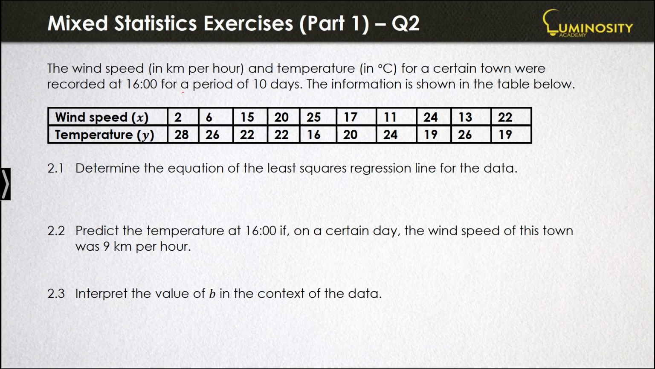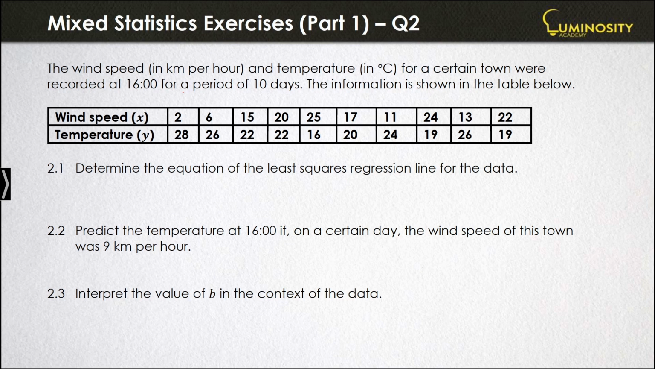The wind speed in kilometers per hour and the temperature in degrees Celsius for a certain town were recorded at 1600, 4 p.m., for a period of 10 days. The information is shown in the table below. So you have your x variable being the wind speed, so that's going to be your independent variable, and your temperature y is going to depend on the wind speed at 4 o'clock in the afternoon on that specific day.